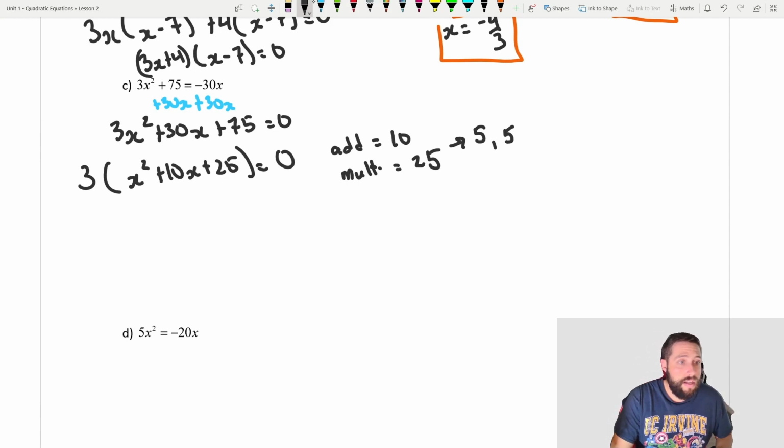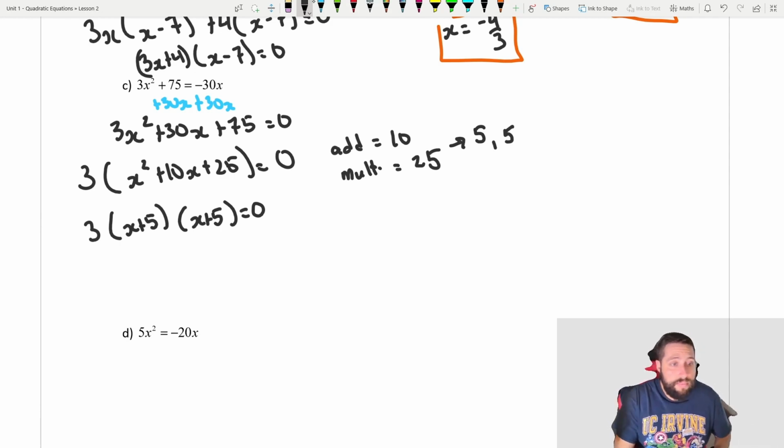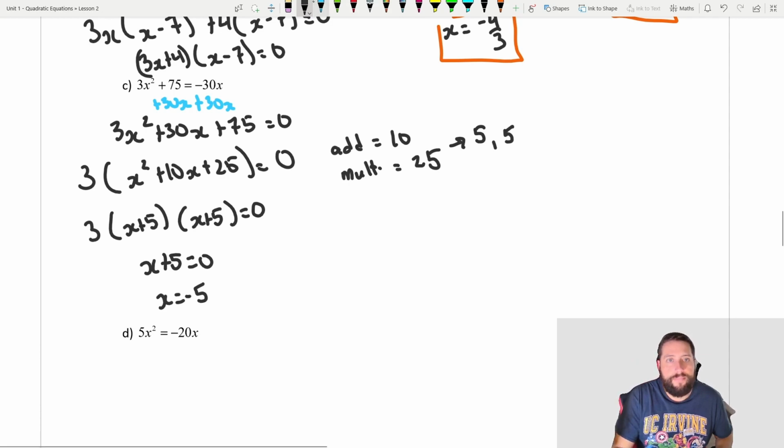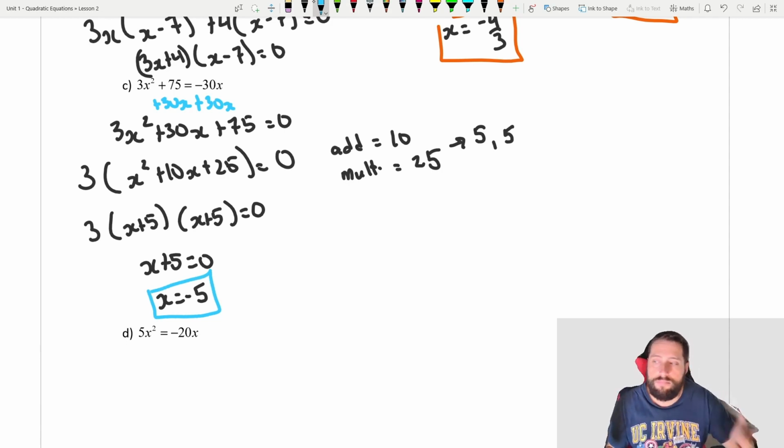Okay, so that means that this is going to be 3 times x plus 5, x plus 5 is equal to 0. That means that to solve for this, because they are the same, we can just solve for one of them. So x plus 5 is equal to 0, which means that x is equal to negative 5. To verify it's true, substitute it back in and see what you get. But again, because they are the same, you only need to do it once.